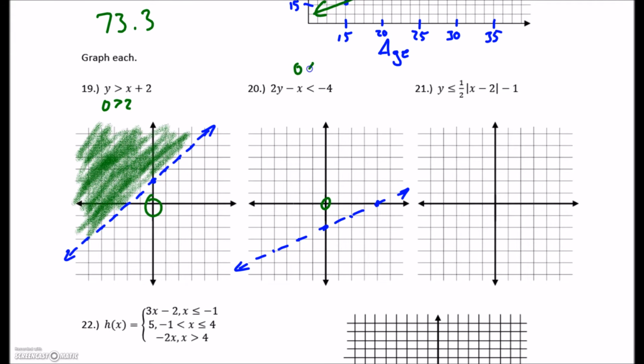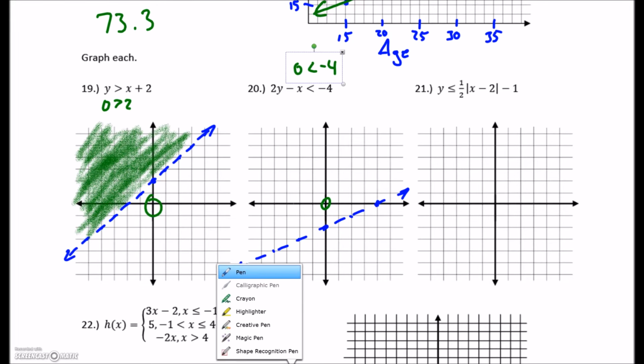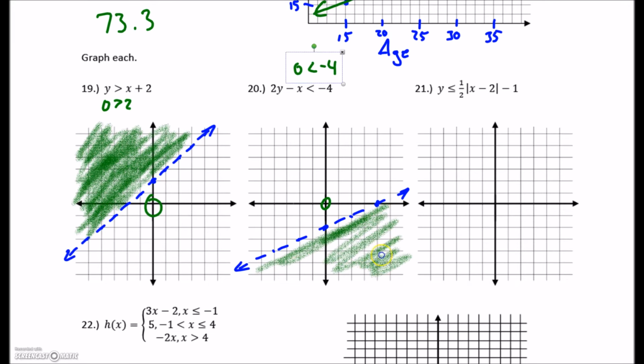When I plug a 0 in over here, I get a 0. When I plug a 0 in for x and y, I get 0 is less than a -4, which is a false statement. And so since I get a false statement, I'm going to shade the other side of the line. I'm going to use my sweet green crayon again. So I shade down here because I got a false statement, so I shade the other side of the line.